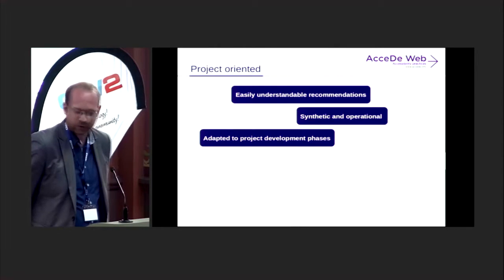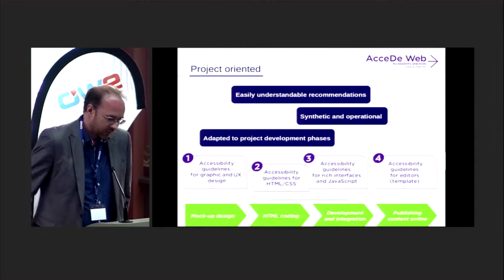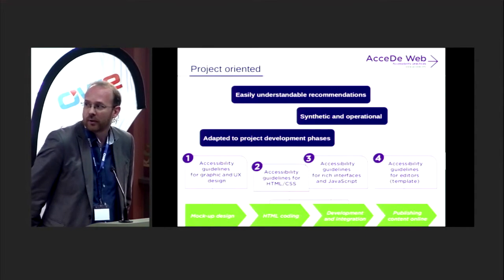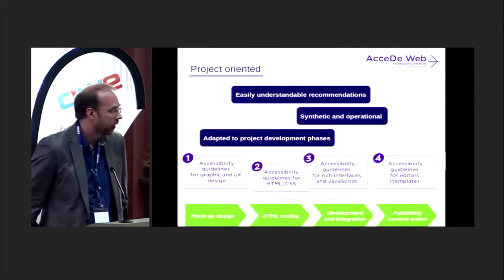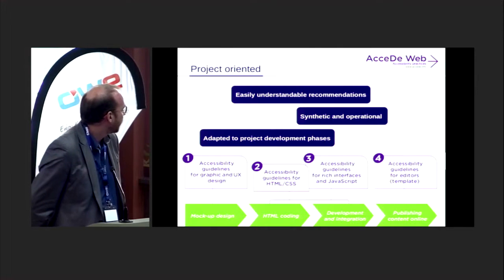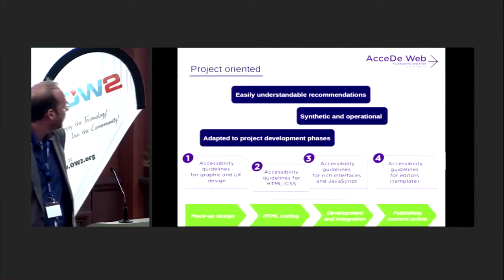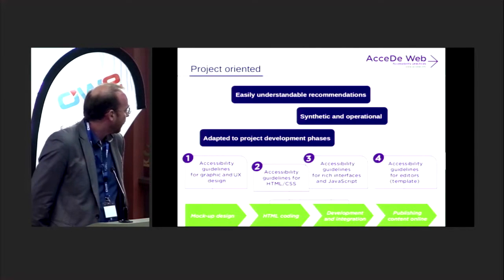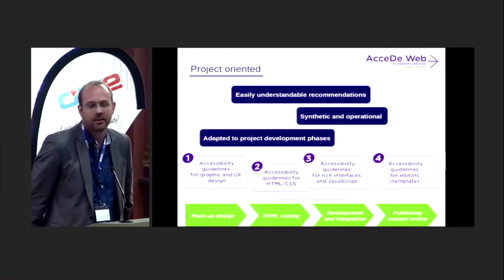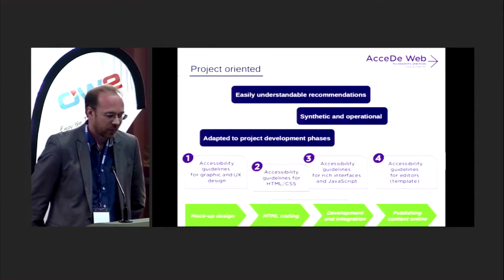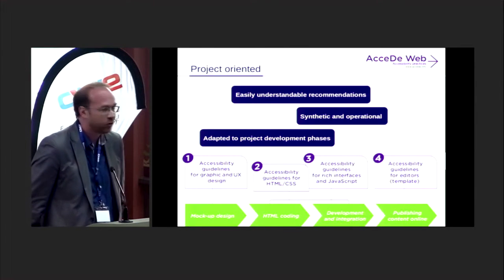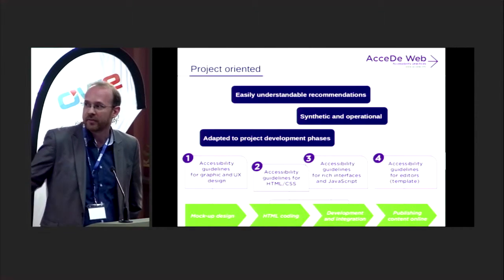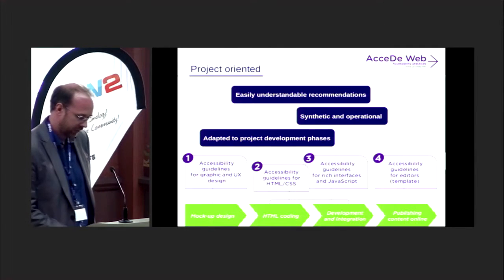They're adapted to development phases. We've written four guidelines to make sure that we're adapted to every profile working on web development projects. The first one is for graphic and UX design, and it's completely code-free. There's not a single line of code in this one, just a few rules that you should check in your design process to make sure that you're not going to face issues in the next steps of production.